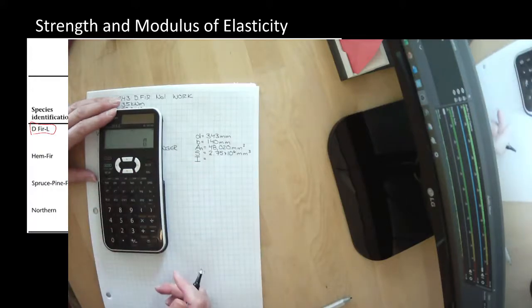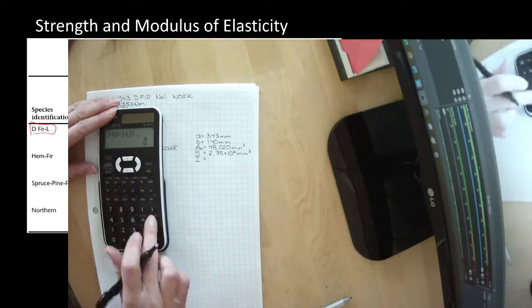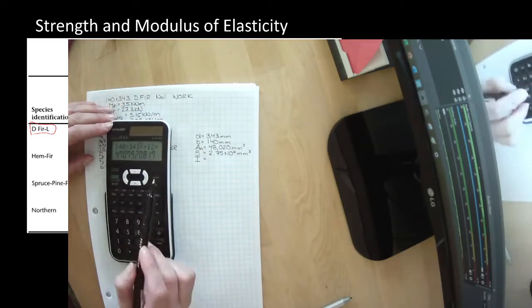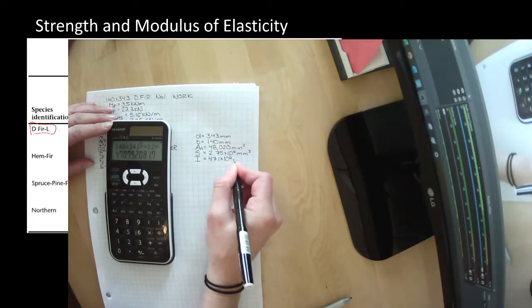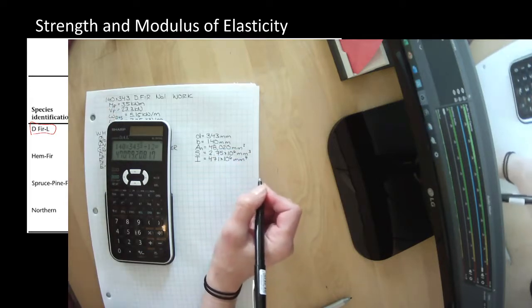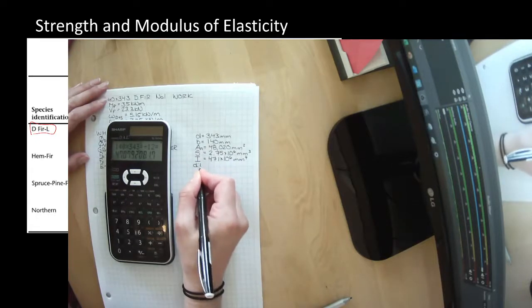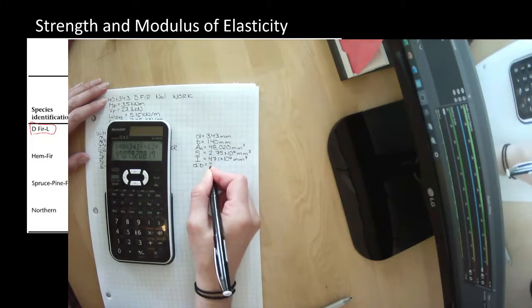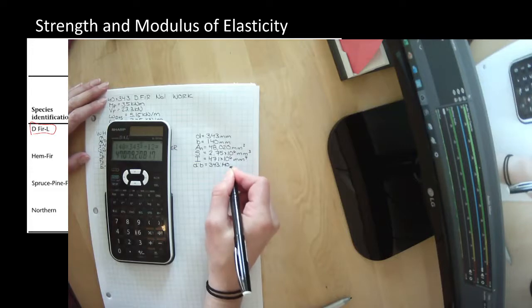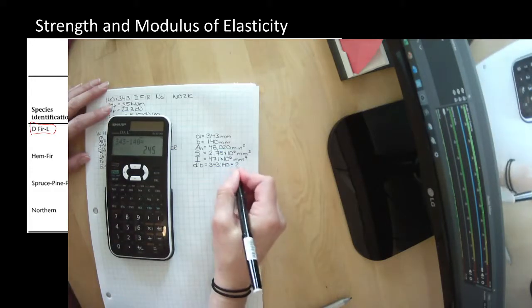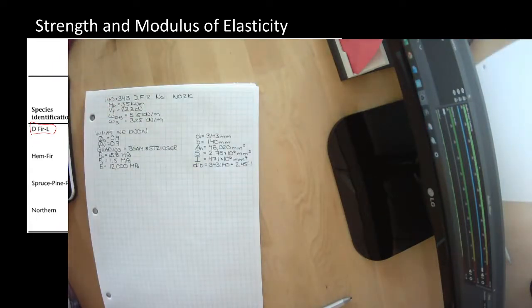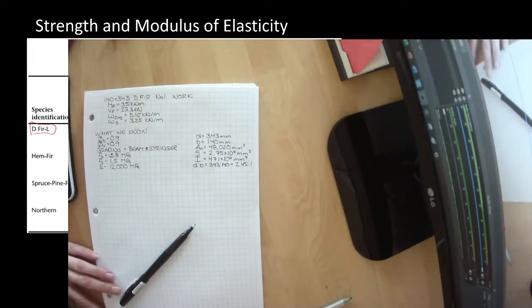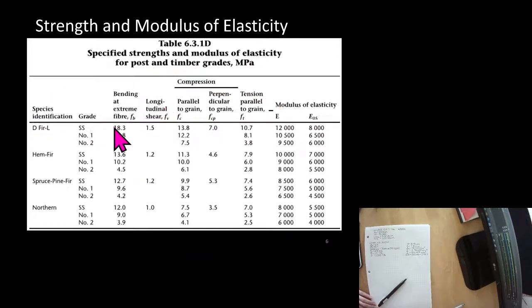Moment of inertia for a rectangle, we know, is BD cubed divided by 12, or 140 times 343 cubed divided by 12. Again, another very big number. I'm going to write it in scientific notation. We end up with 471 times 10 to the 6 millimeters to the 4th. And I'm going to do my depth to width ratio right now, which is 343 divided by 140, 2.45 to 1. So it looks like we're not going to have any buckling issues on this. So let's start taking a look at our factors now.